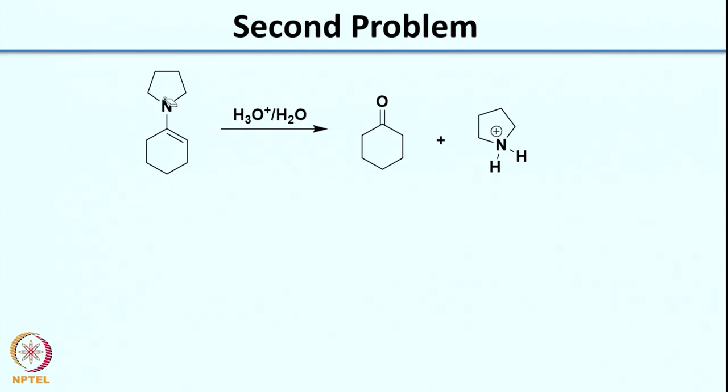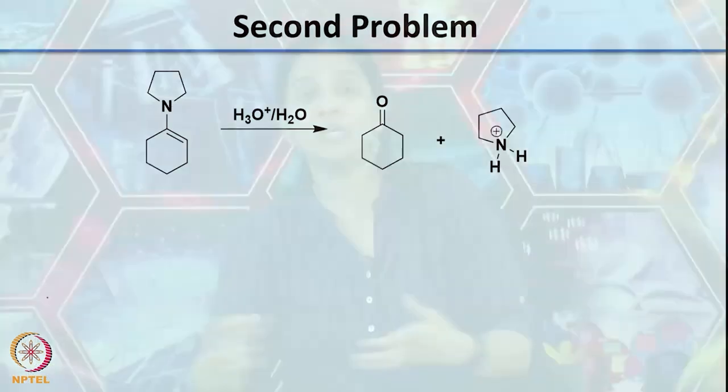Now, one thing which I want to tell you when you write mechanisms is do not feel afraid to push arrows and write a possible mechanism just like I did now. Because even if you make a mistake, it's fine. You can go back and then write another pathway. But it's very important that you actually write the reaction pathway that you first think of.